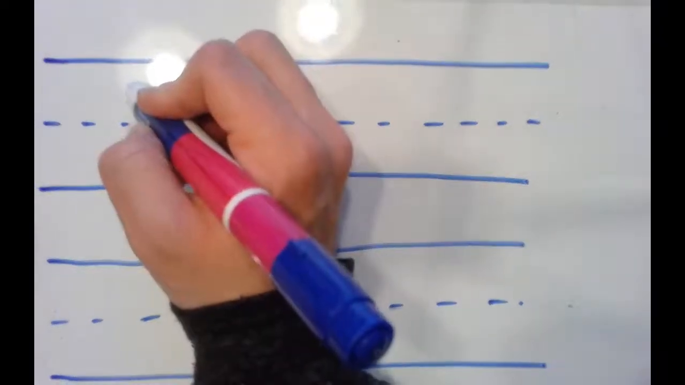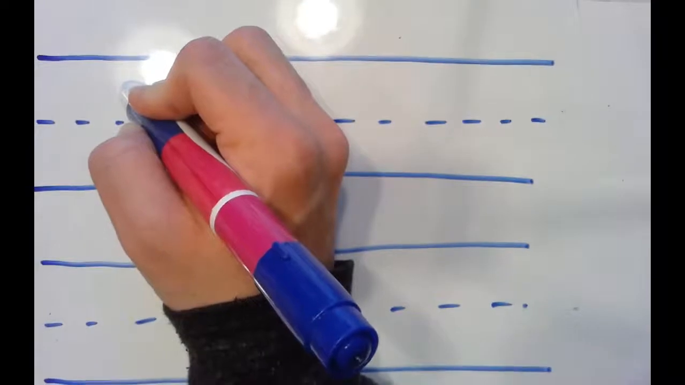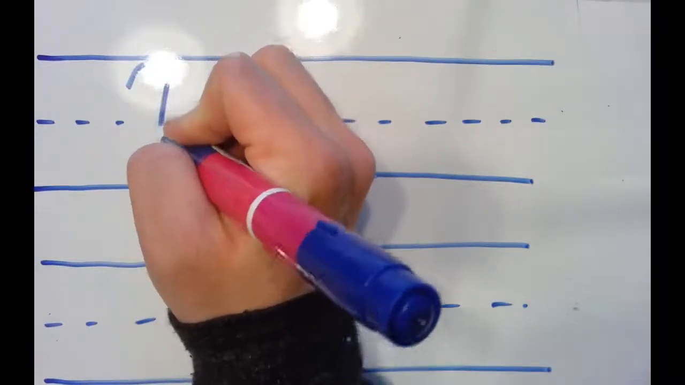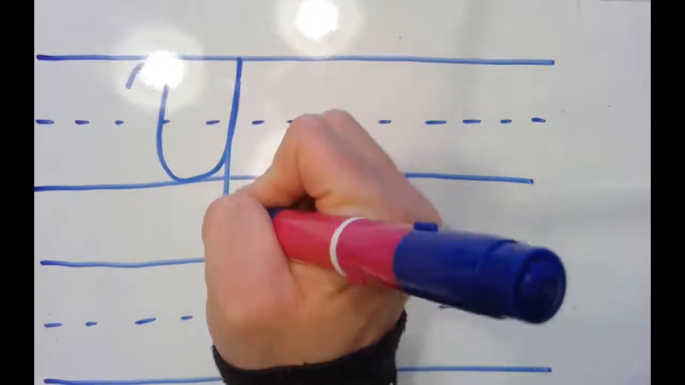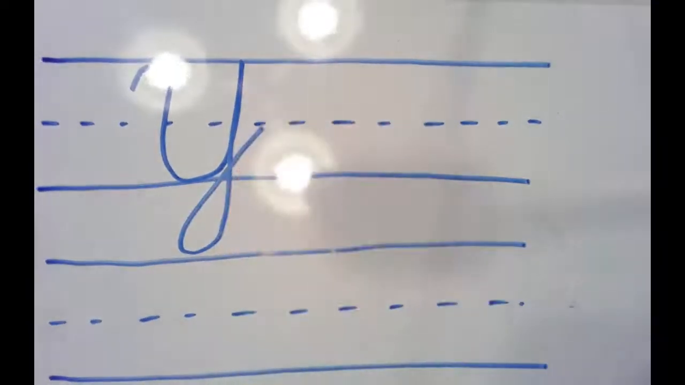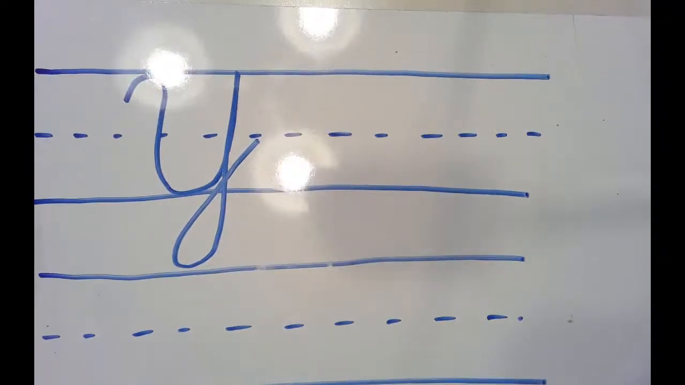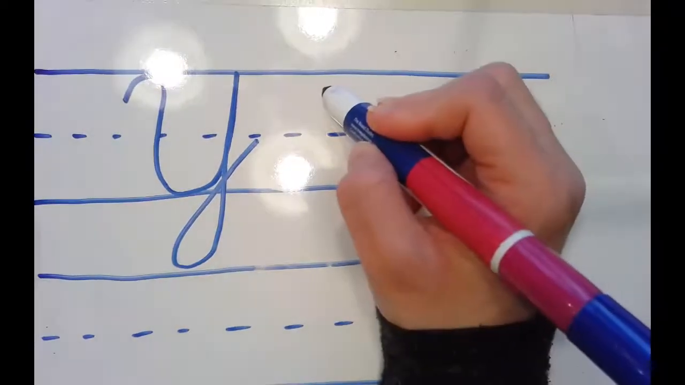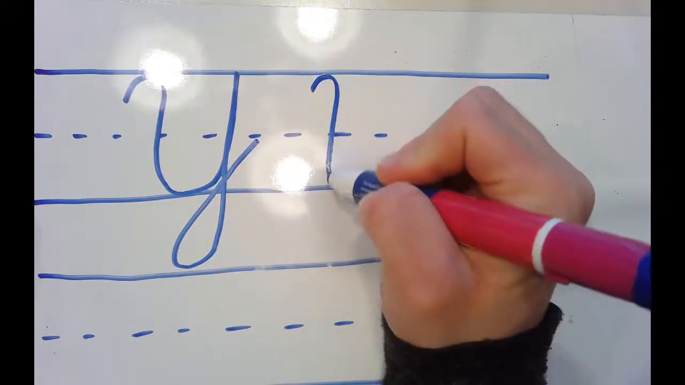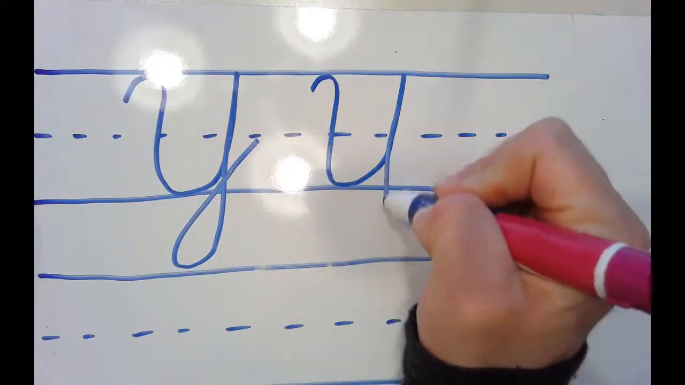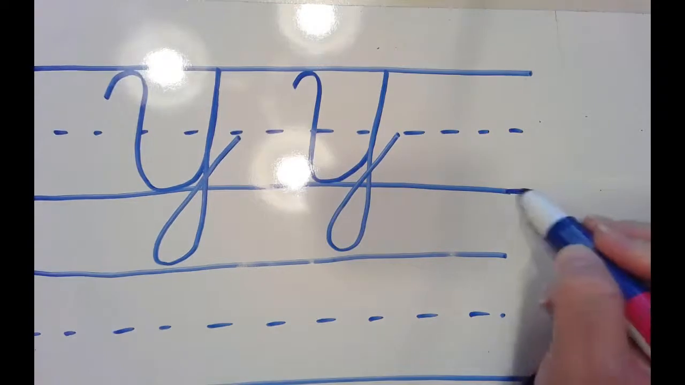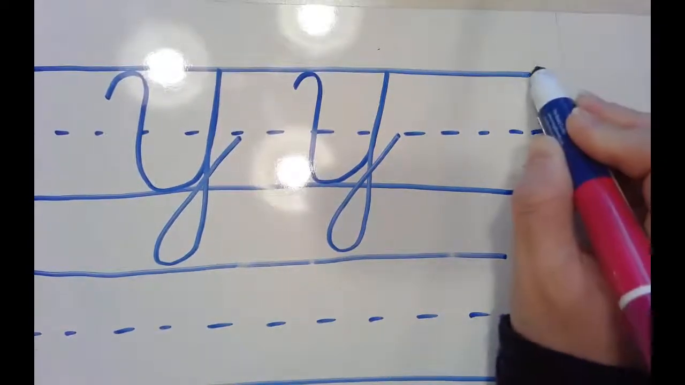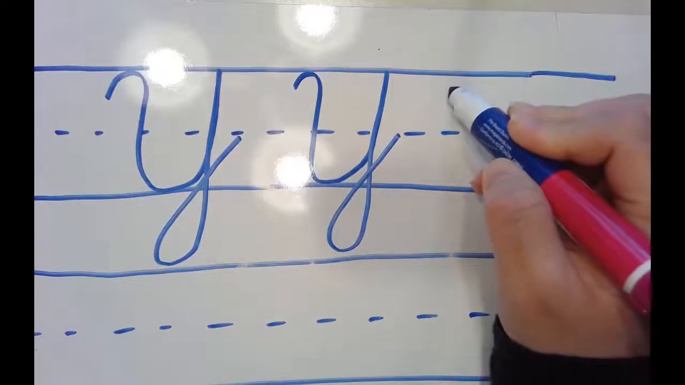I'm going to be starting here close to the top line, but not quite at the top. I'm going to come up and around all the way down to the bottom, slide back up, and I'm going to slide all the way down, and I'm going to make a tail. Capital Y. Okay, let's do another one. Alright, we'll do one more, and then we will write our word. Capital Y.